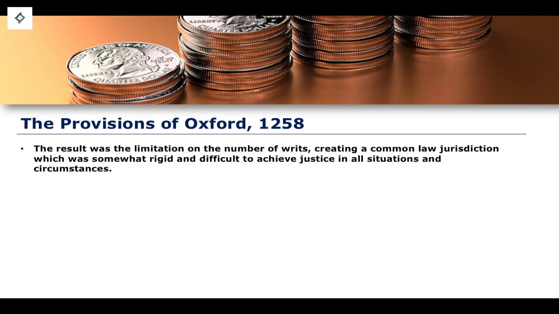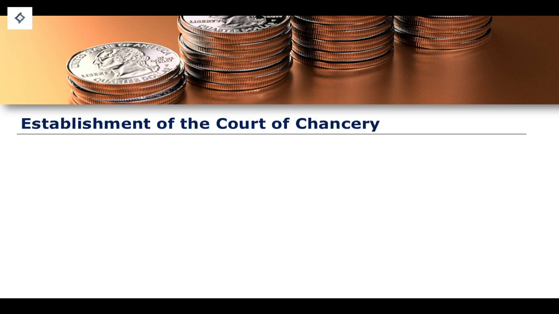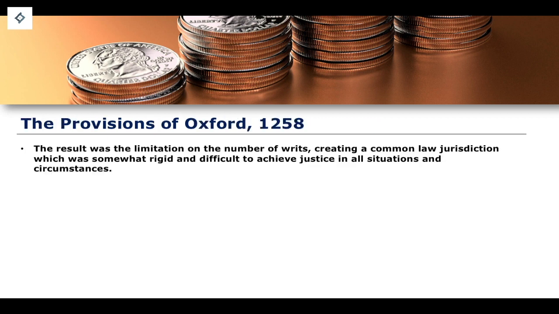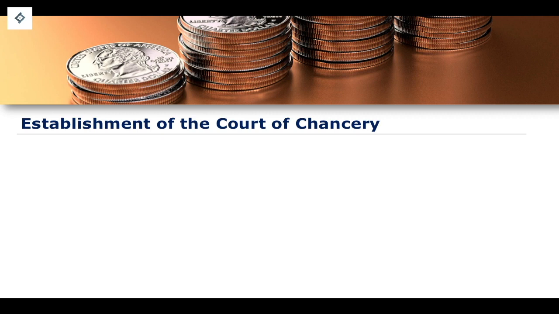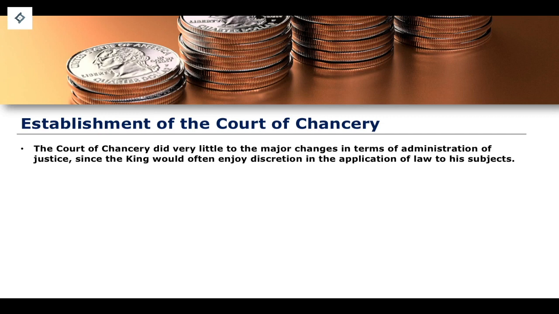So when we have this common law jurisdiction becoming quite rigid and quite difficult to achieve justice in all circumstances and situations, the system of writs begins to show its clear downsides and its clear lack of ability to operate. And this is the sort of groundwork, the foundation, which leads to the establishment of a Court of Chancery. So in terms of what the Court of Chancery did in terms of legal changes, it did quite little. All it really did was formally establish a permanent place of location for the administration of justice.